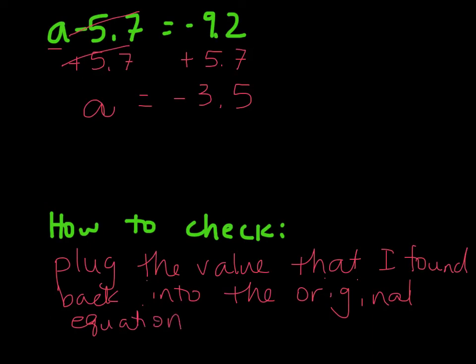So let's look at this example right up above. I said, okay, well, I found out that a equals negative 3.5. So let's see if that's true. Negative 3.5 minus 5.7 equals negative 9.2. Well, if I do negative 3.5 minus 5.7, I do zoom, zoom, add the opposite. I get negative 9.2 equals negative 9.2. And that shows me that I did it correctly.